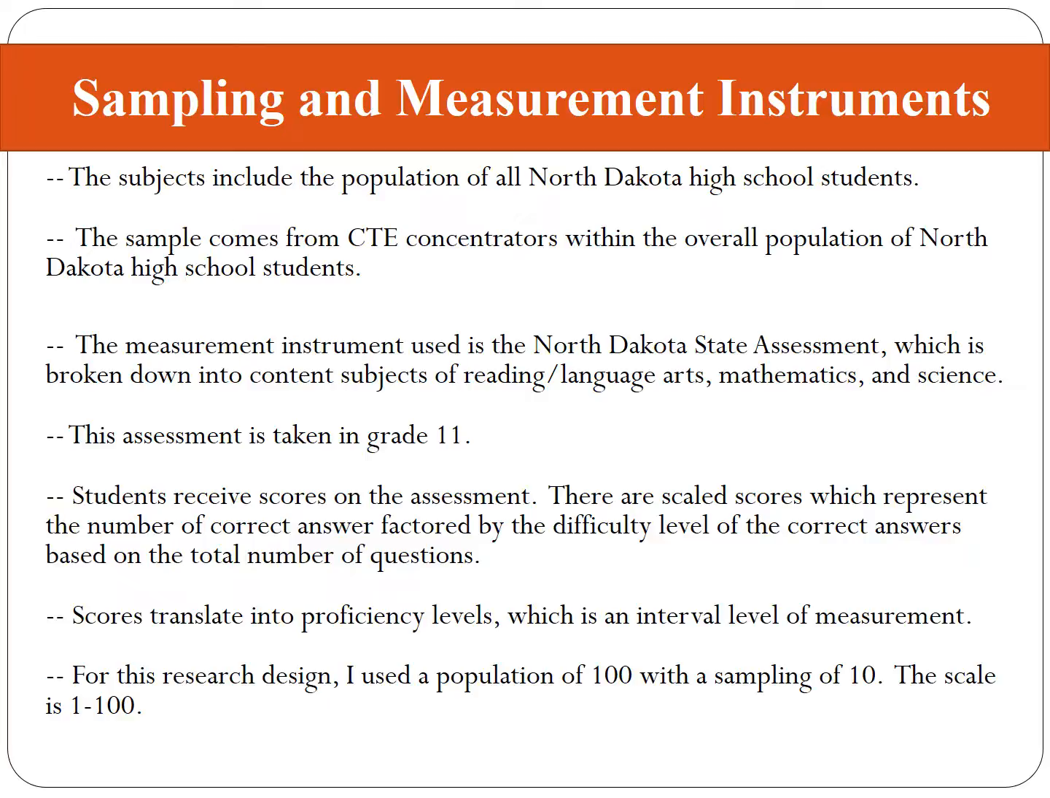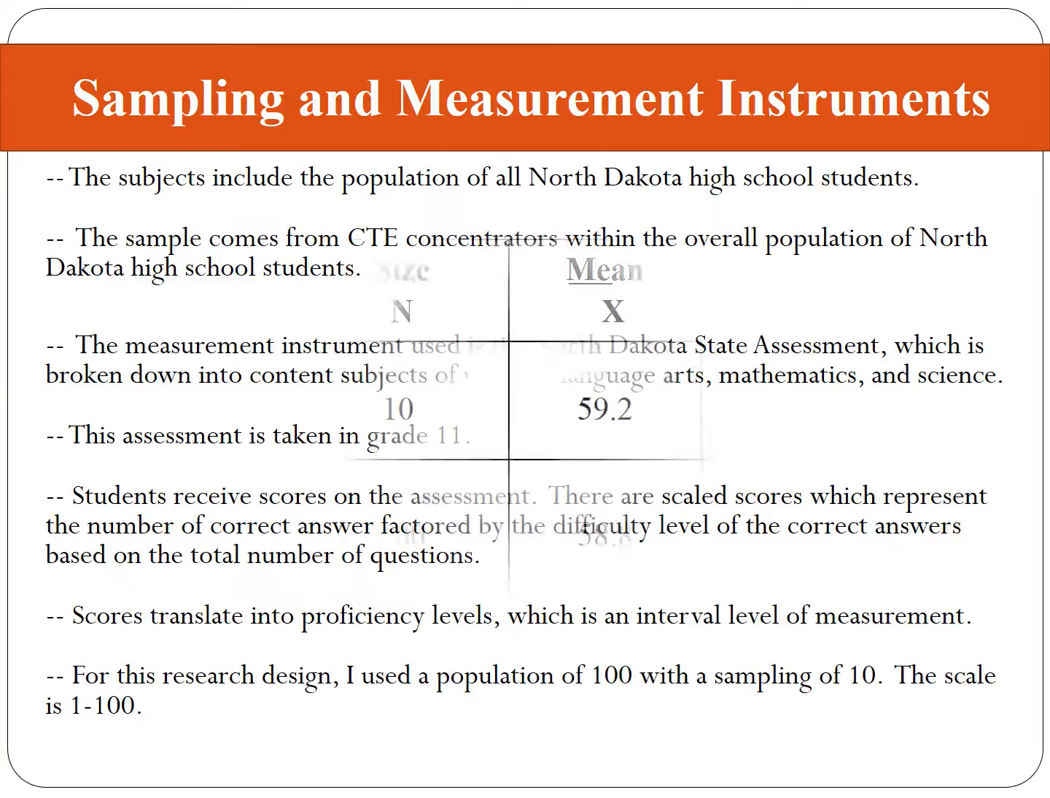Students receive scores on the assessment. There are scaled scores, which represent the number of correct answers factored by the difficulty level of the correct answers based on the total number of questions. And these scores then translate into proficiency levels, which is an interval level of measurement. And for this research design, I use a population of 100 with a sampling of 10. The scale is 1 to 100.